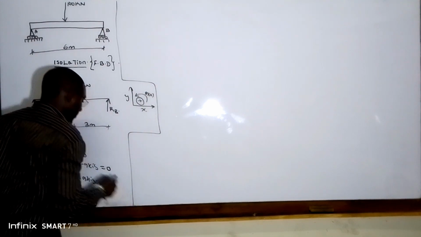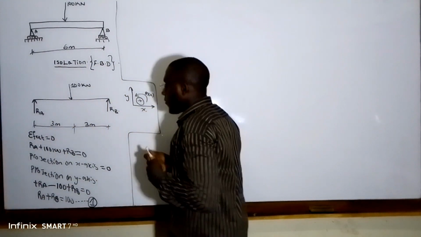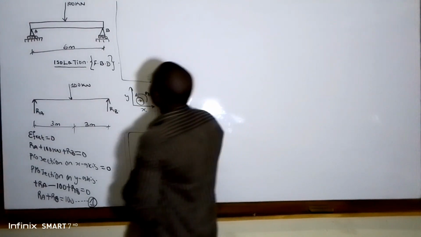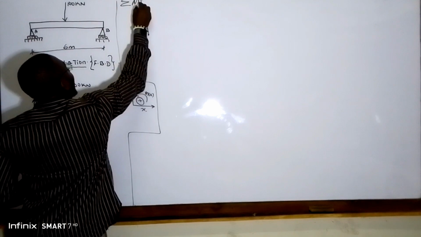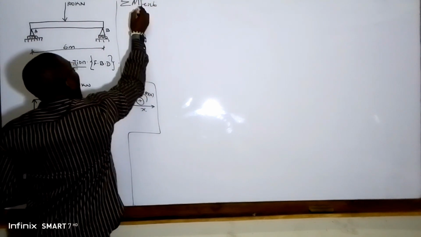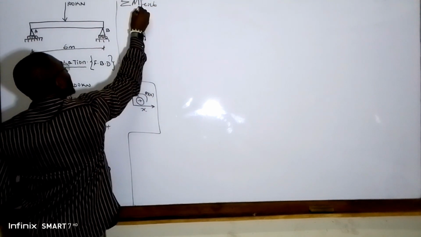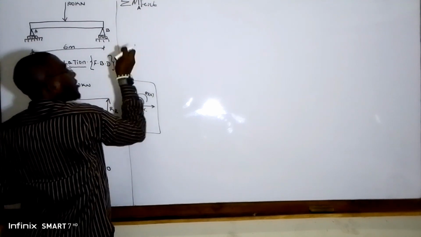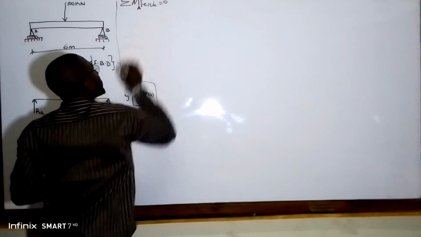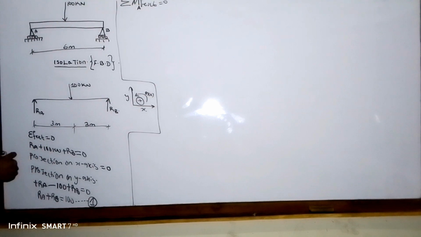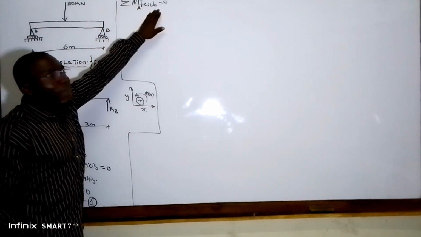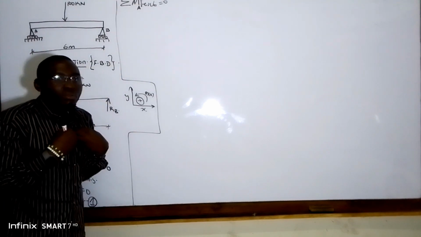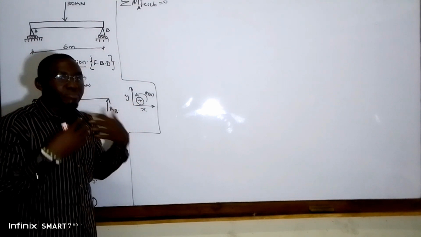So guys, we now go to the next principle: the sum of moments of external forces about a particular point must be equal to 0. Let's choose point A to be our center of moment. I have chosen point A. You may choose point B, any point.